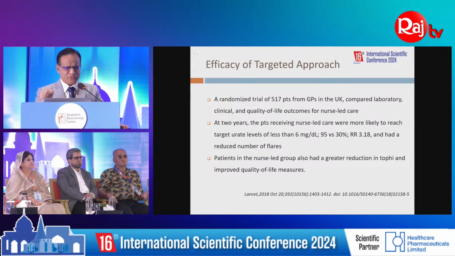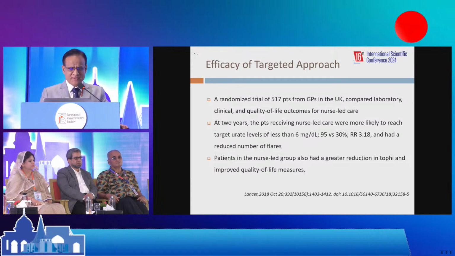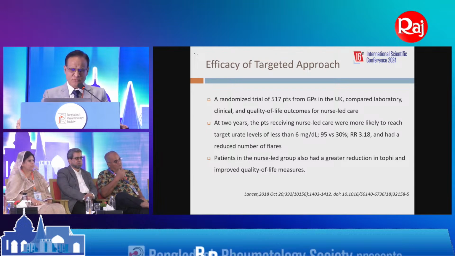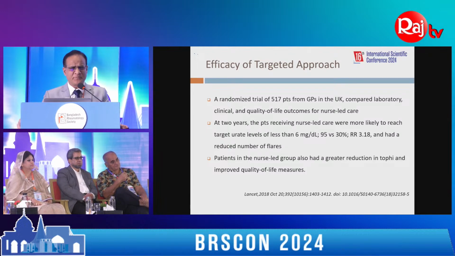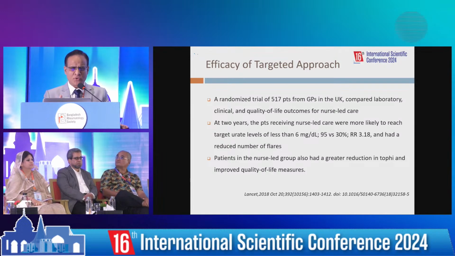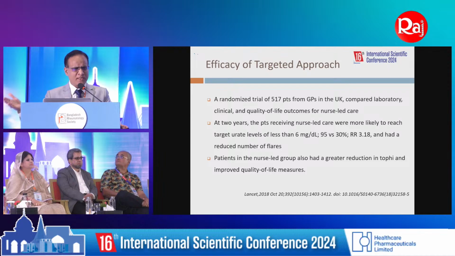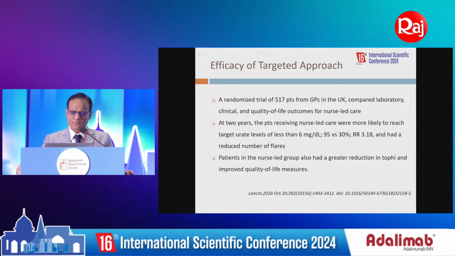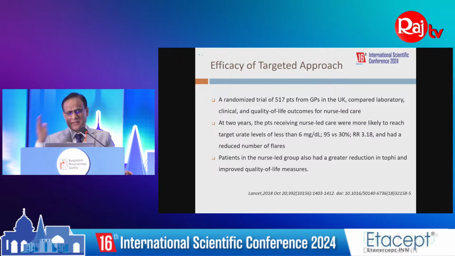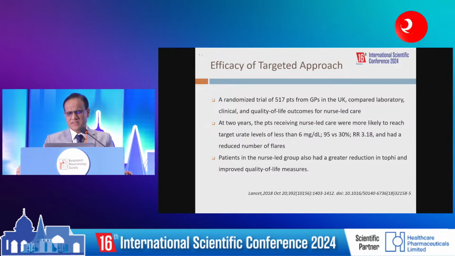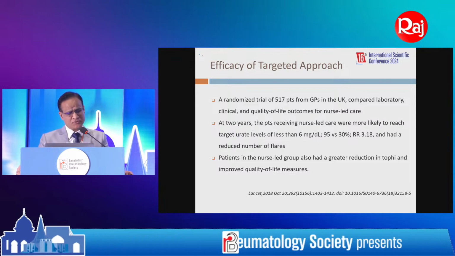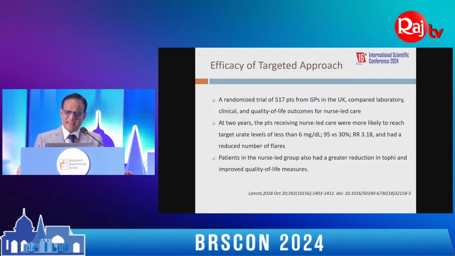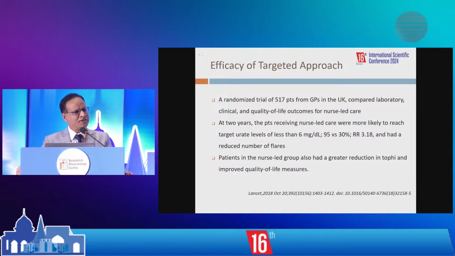I would like to discuss the efficacy of the targeted approach. This is a study report published in Lancet 2018, where more than 500 patients of a GP in UK were enrolled and compared with nurse-led care. What did they find? After 2 years, in the nurse-led group, urate level was less than 6 milligram in 95 versus 30%, risk ratio 3.8. So what was proven? Patients in the nurse-led group had a greater reduction of tophi and improved quality of life.